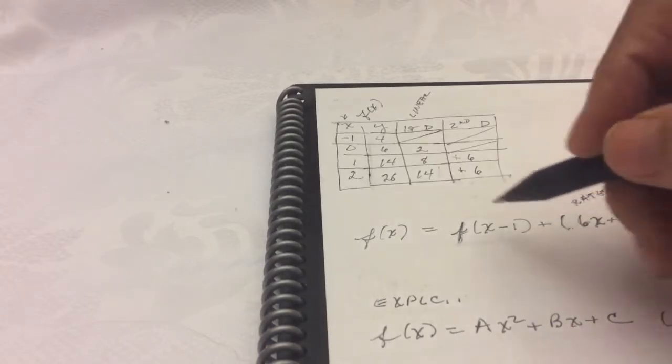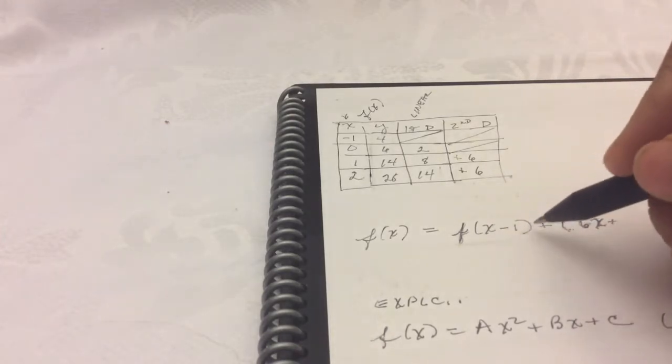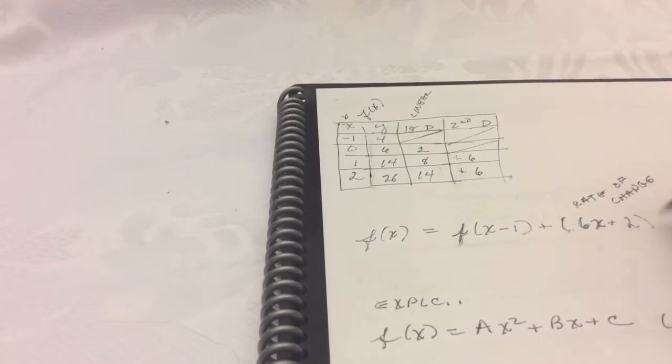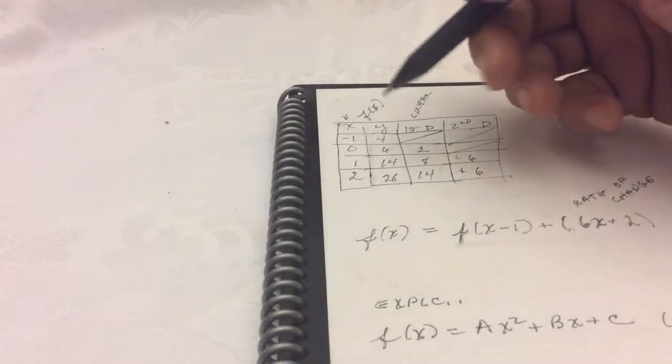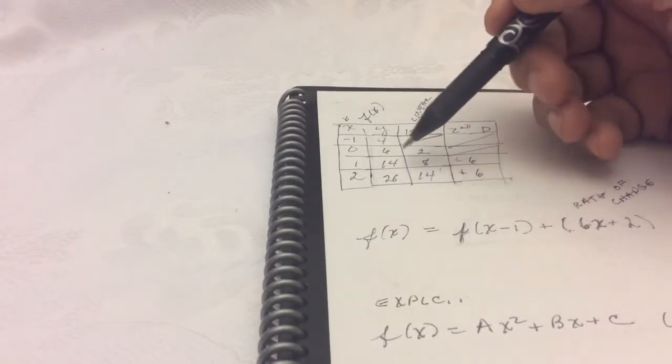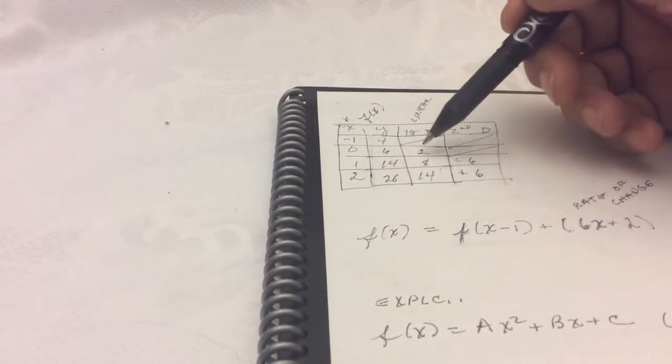So our answer is going to be f of x minus 1, that's our previous term, plus 6x plus 2. So you're going to say 6x plus one of these terms, and you're going to add 2 in order to get our linear term here.